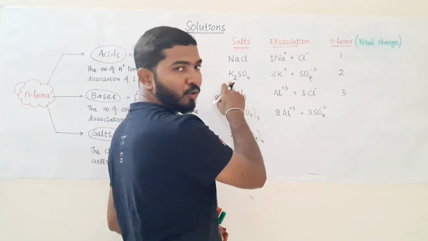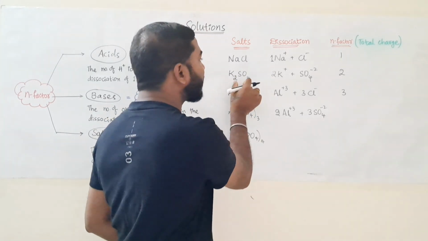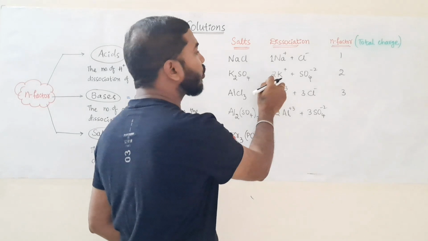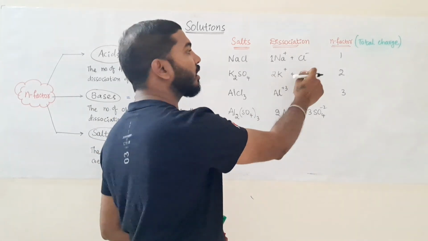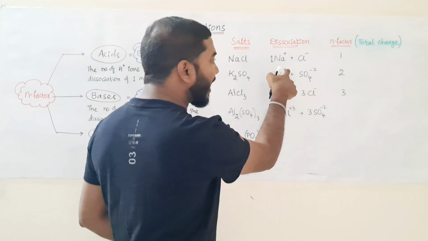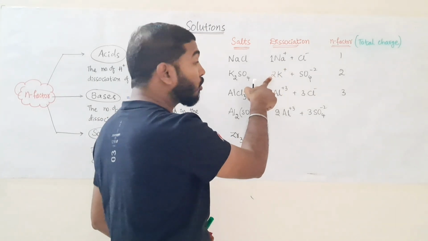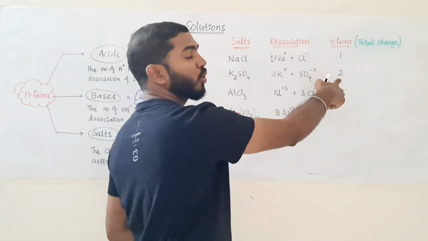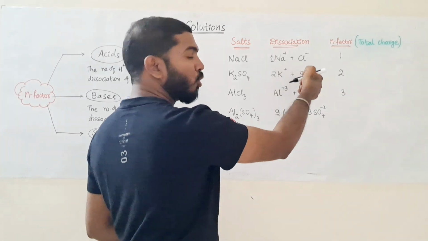And now K2SO4, potassium sulfate. If you can see the dissociation of this, it is going to give us 2 K plus ions and then a sulfate ion. If you can see the total charge, that is the charge multiplied by its stoichiometric coefficient, that is 1 into 2, so it is going to give us 2. So I hope you understood.